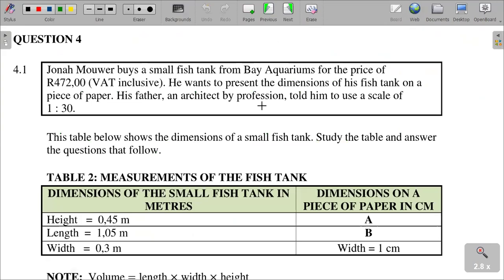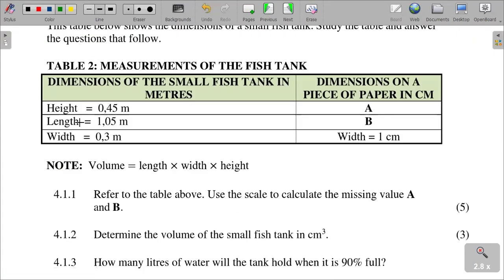Jonah Moore buys a small fish tank from Bay Aquariums, VAT inclusive. He wants to present the dimensions of his fish tank on a piece of paper. His father, an architect by profession, told him to use a scale and a table to show the dimensions. The table shows the dimensions of the small fish tank in meters, and the dimensions on paper in centimeters.